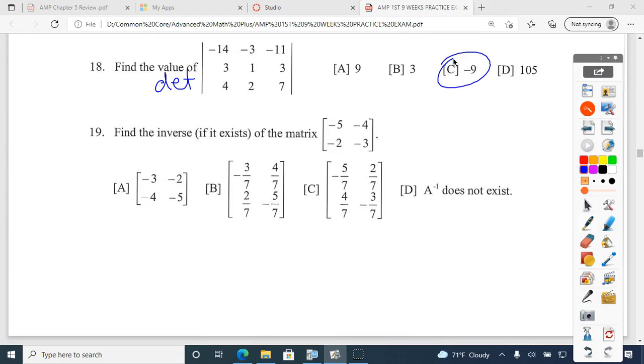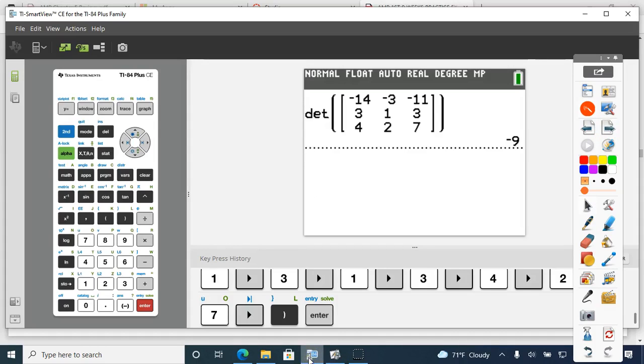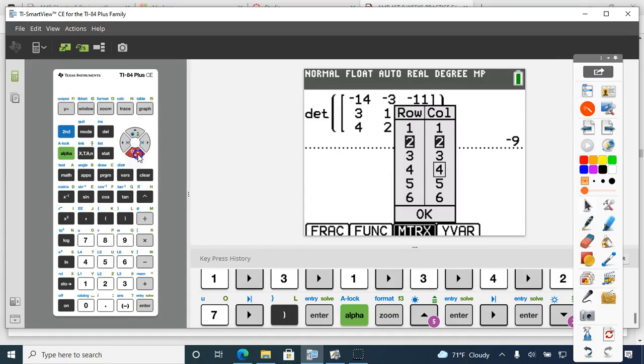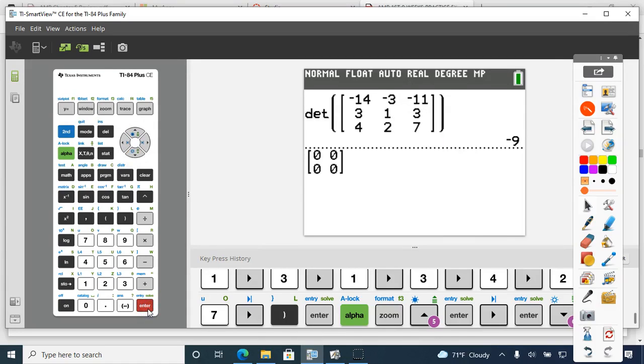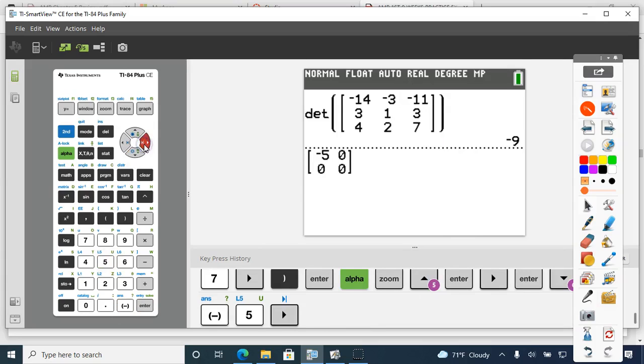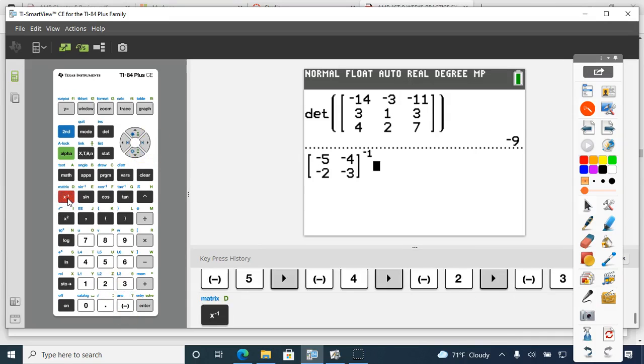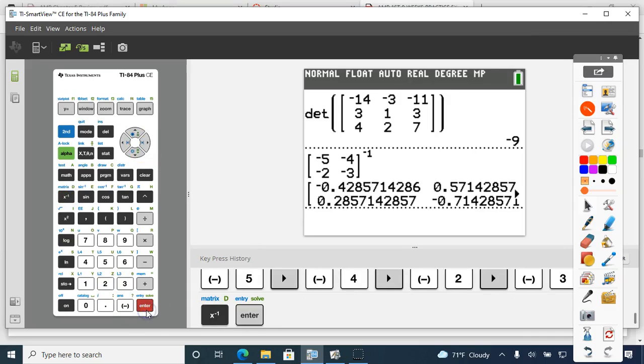Number 19, find the inverse if it exists. We're going to do the same thing. We're going to put this in our calculator and raise it to the -1 power. So nice and quick here. I'll go to my calculator again and type in that matrix, alpha zoom. This matrix was a 2 by 2, so I'm going to change my dimensions there. And we type in -5 arrow, -4 arrow, -2 arrow, and -3. And then you just hit the inverse button, which is x to the -1, and you hit enter.